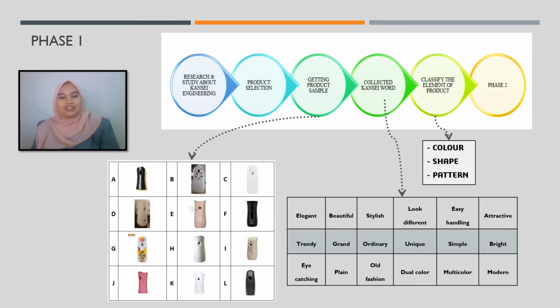Okay, this slide shows the flow of phase 1 work. In this part, I would like to show the product samples. I have 12 product samples, and I also collected 12 Kansei words, and I also classified the elements of the product, which are 3 elements: color, shape, and pattern. These elements may affect the emotions of customers to buy a product.